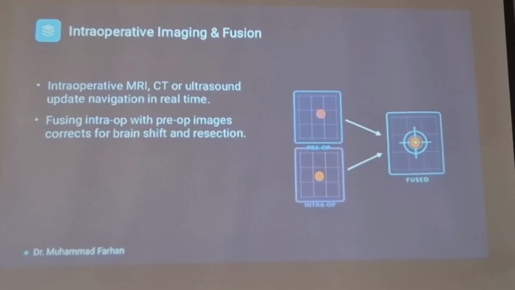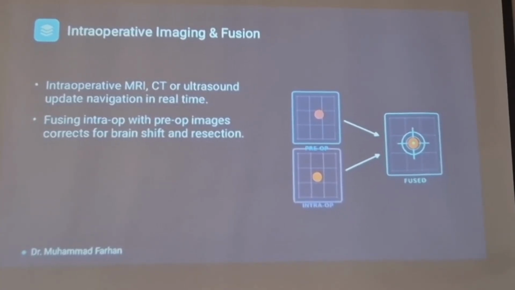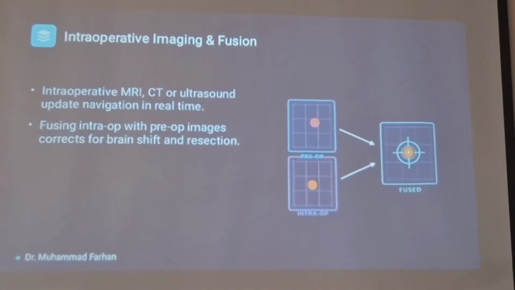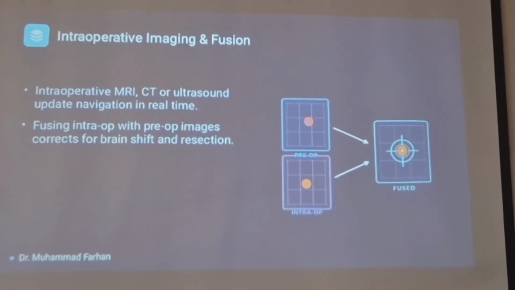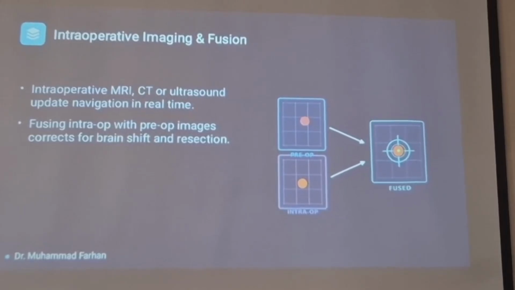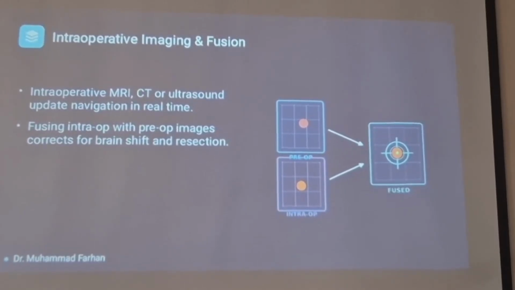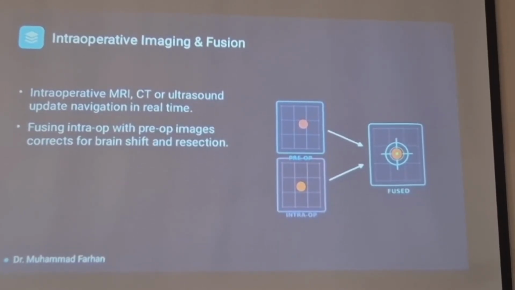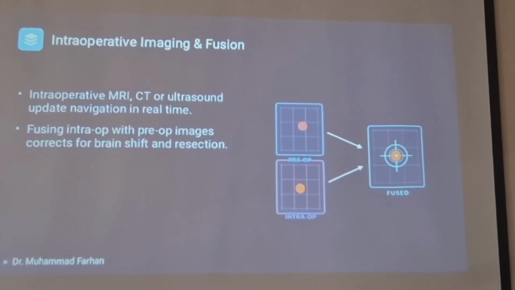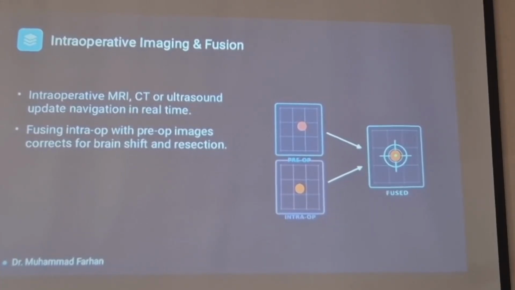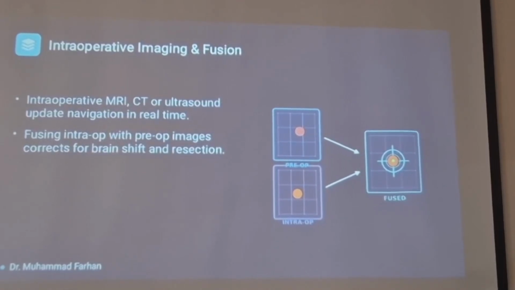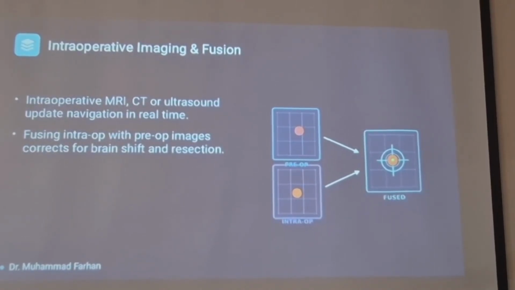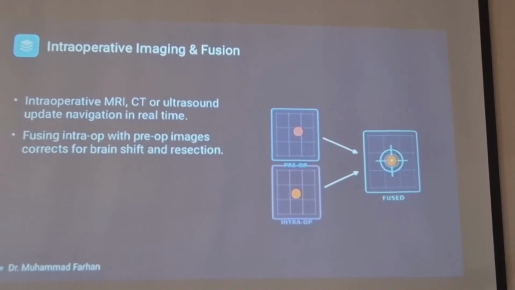Then intraoperative imaging and fusion. Sometimes we have obtained the preoperative images and registration of the patient is also done, but during the operation brain shift can occur. What is brain shift? During the operation, there may be changes in the anatomy of the brain, such as if we drain the CSF, then the brain anatomy can change, or due to the gravity effect, any lobe of the brain can sag down.